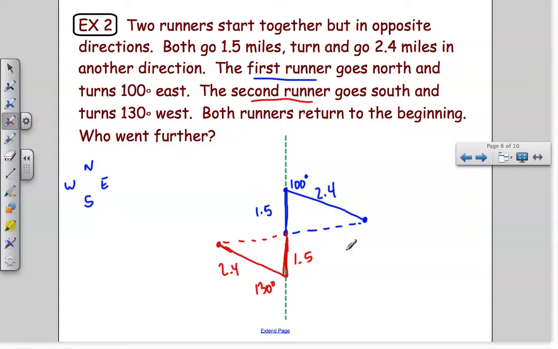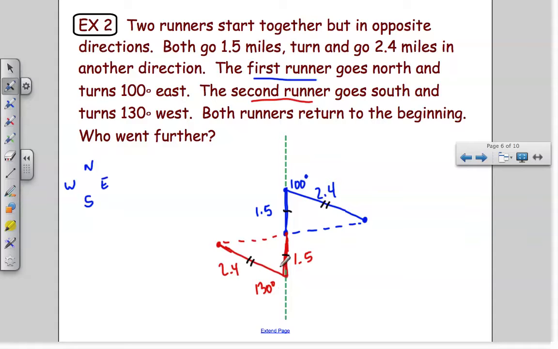Now my picture is not the best, and I'm sorry about that, so I'm really going to have to rely on what I know from the pictures. Well, first of all, these sides are congruent. They both went 1.5 miles in the first direction. These sides are congruent. They both went 2.4 miles in the second direction. My question is about these last distances getting home, because I need to know who went further overall.